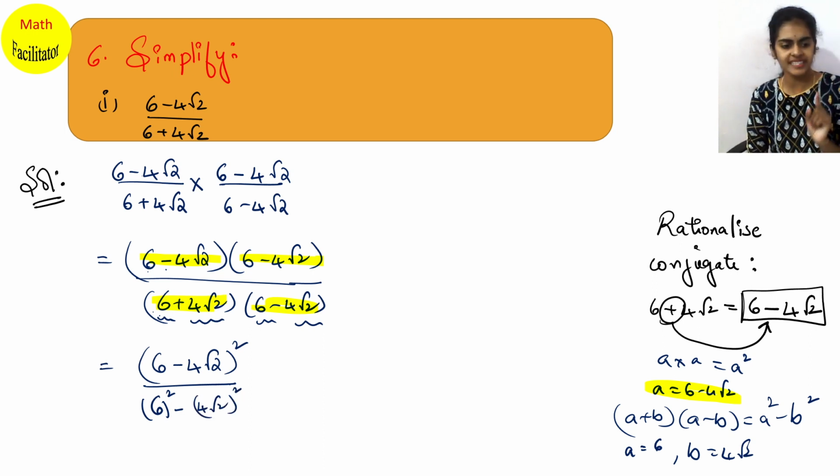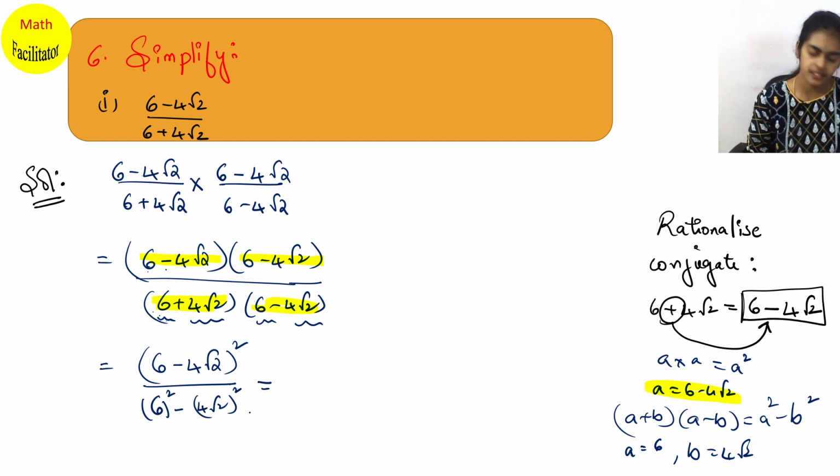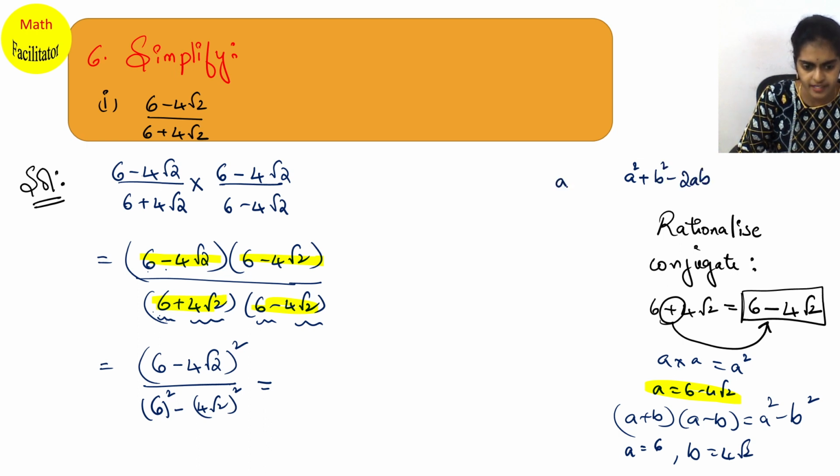So the numerator is like a into a, which you wrote as a square. The denominator is (a plus b) into (a minus b), where a is 6 and b is 4 root 2. Now let us simplify this further. This is nothing but the (a minus b) whole square formula. What is the (a minus b) whole square formula? You know, a square plus b square minus 2ab. So here you see it is also (a minus b) whole square.